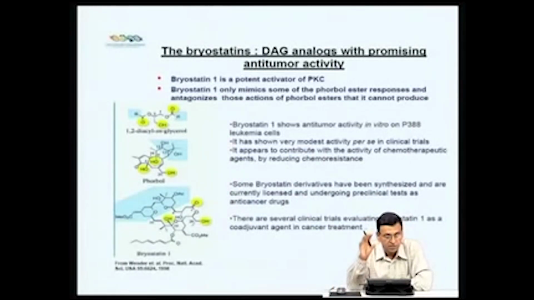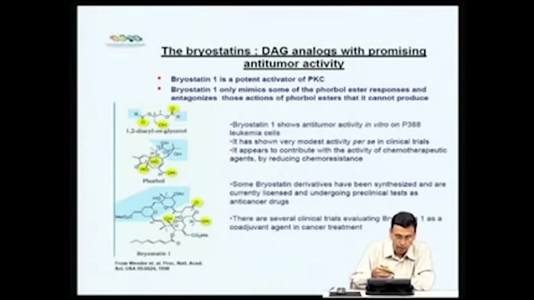Just as the phorbol esters are very potent activators of protein kinase C, people have also come up with a number of analogues of diacylglycerol, and one such analog is called bryostatin 1, which is also a structural analog of diacylglycerol. Bryostatin 1 has been shown to have anti-tumor activity on certain kinds of leukemic cells, and it is a very potent activator of PKC. The structure is shown here, taken from this particular paper.